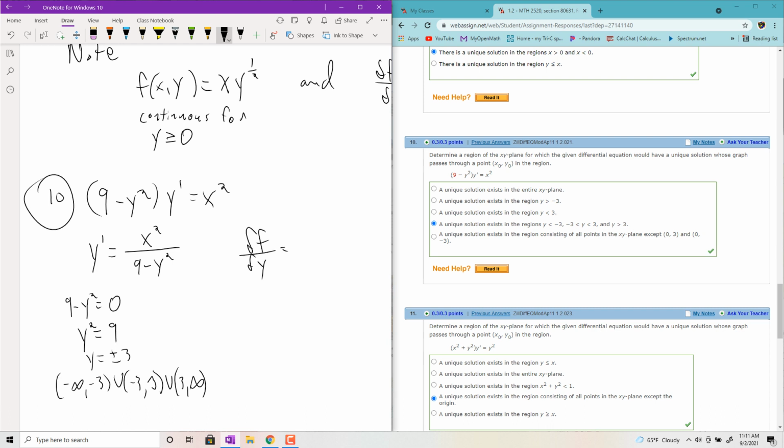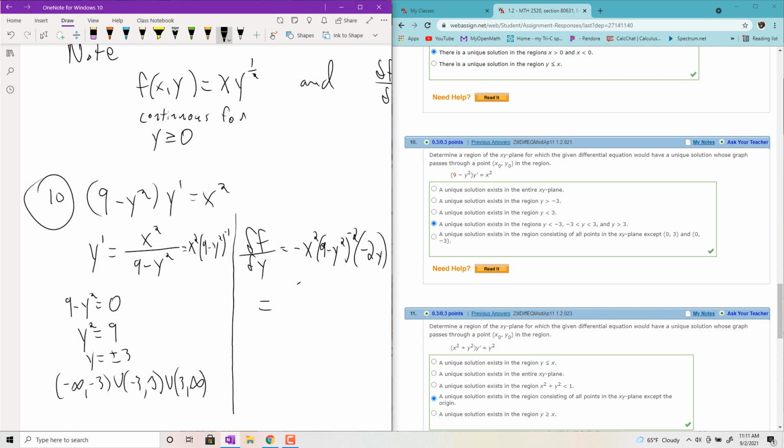Okay, so probably want to rewrite this. Let me smush this in. x squared times (9 minus y squared) to the negative 1. Sorry about that. And then to take the derivative, you bring down the negative 1, so negative x squared times (9 minus y squared) to the negative 2 times the derivative of the guts there. That's the chain rule, so negative 2y.